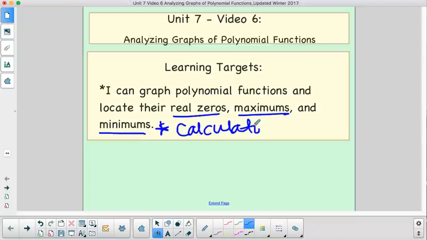So you probably want to go ahead and pause this if you don't have it out and grab your graphing calculator because you are definitely going to need it for your upcoming quiz.